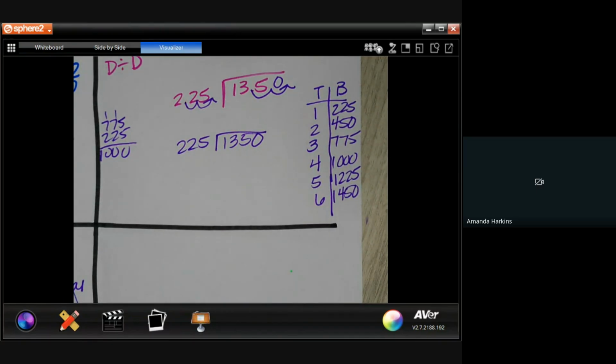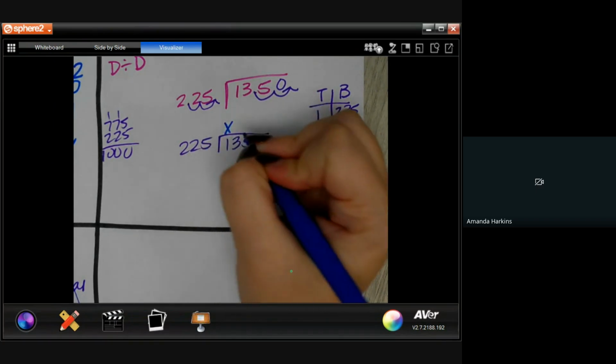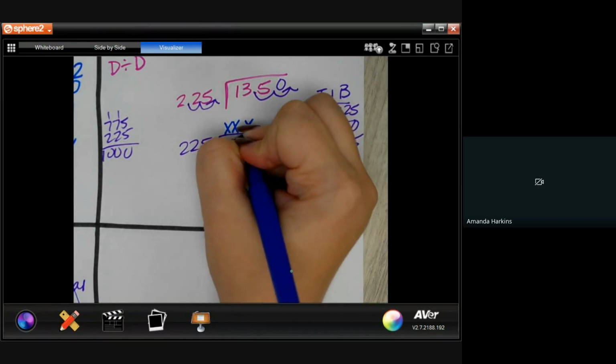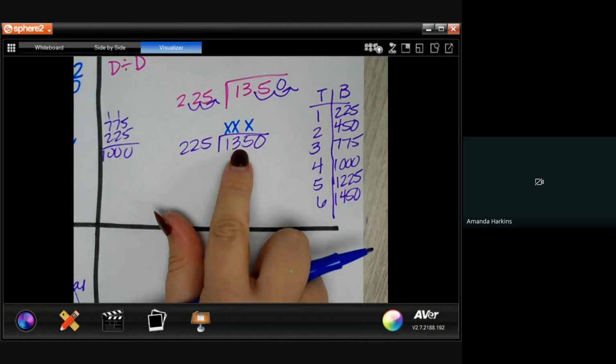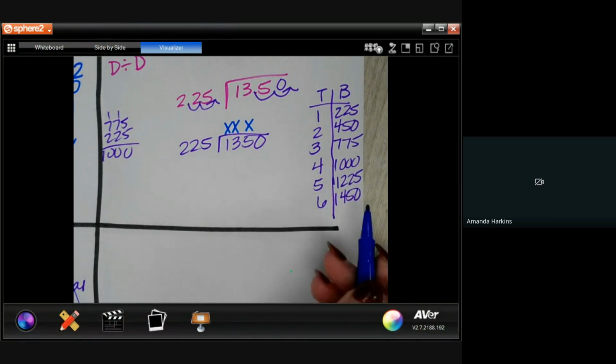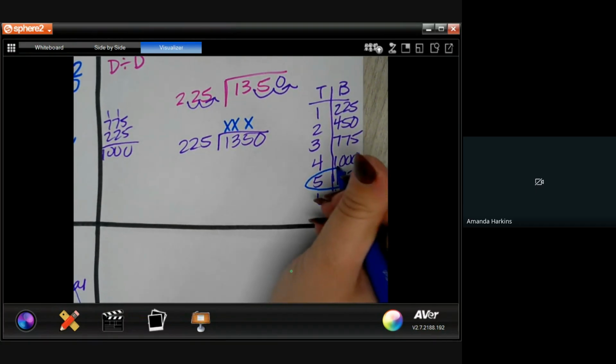Okay, so I know that 225 cannot go into 1. It cannot go into 13. It cannot go into 135. But it can go into 1,350. It can go in there 5 times.